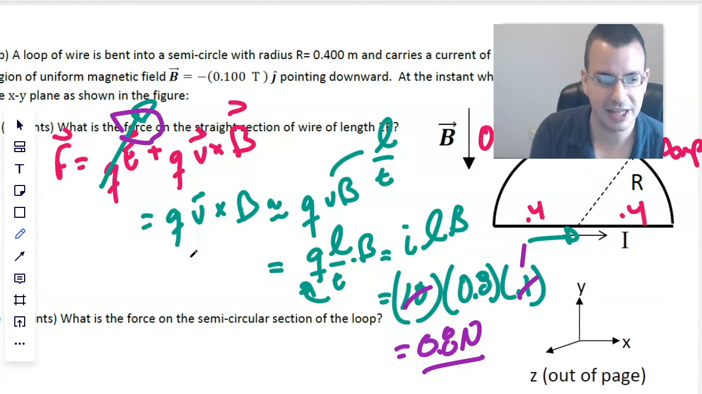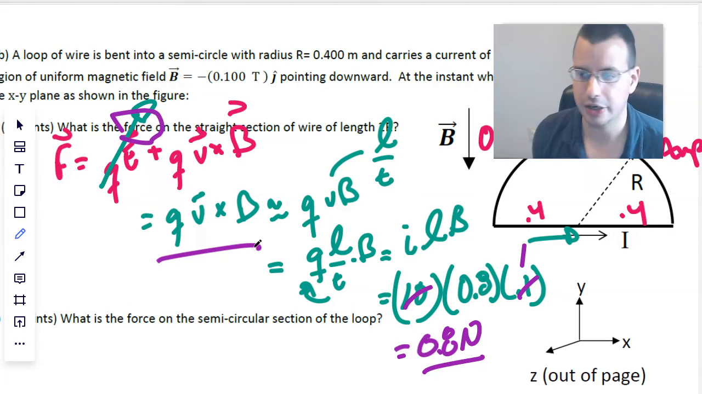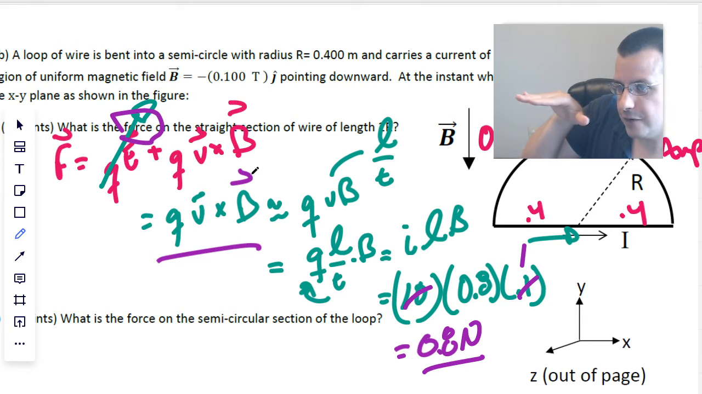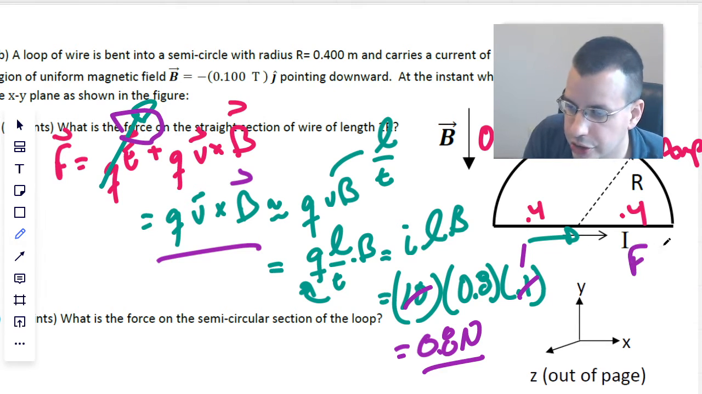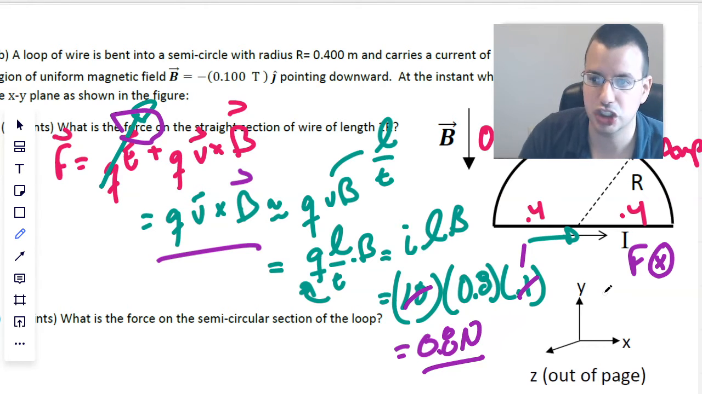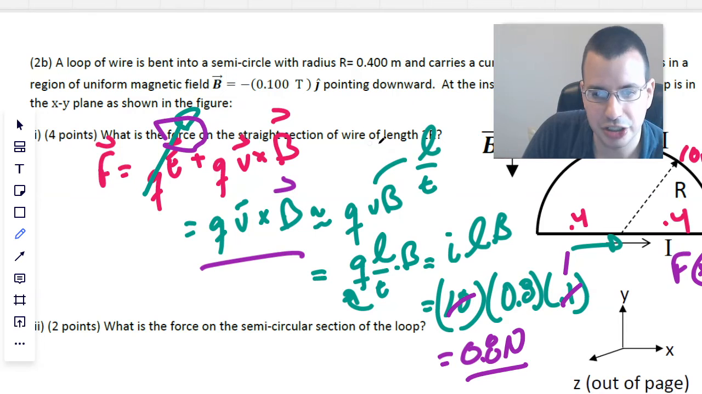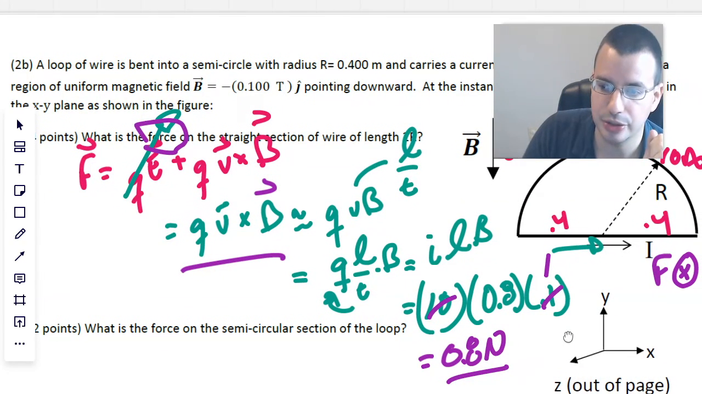Okay, going back to this portion right here, we want to find the direction. So, make a little vector above the B, do the right-hand rule: V, direction of current, which is the positive charges moving in the positive direction, cross B, which is down, we're going to have it into the board. So force will be into the board like so. And so the answer, what is the force on the straight section of the wire? 0.8 newtons into the board. So both of these are part of the answer.